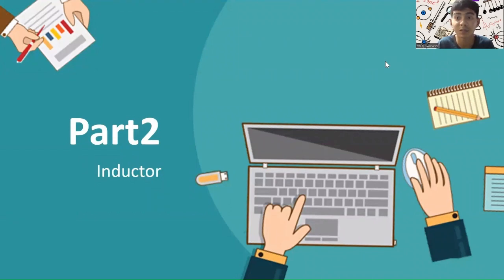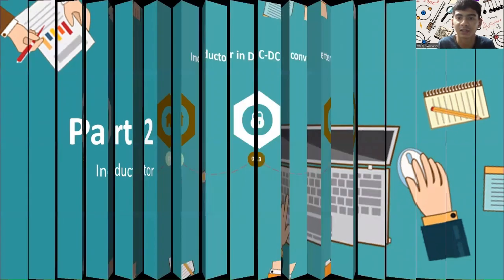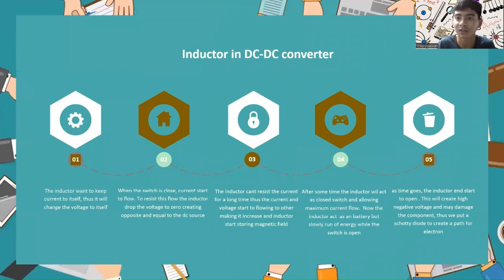But this PWM signal still has high voltage peaks. So to smoothen it, we put an inductor. An inductor wants to keep current constant through itself. For that, it will constantly change the voltage across itself. As the switch closes, the current starts to flow. To resist this, the inductor drops the voltage at the end to 0, creating an equal and opposite voltage of the battery.